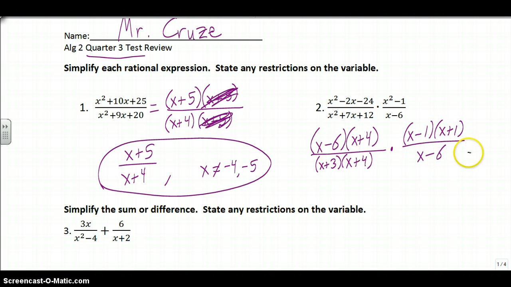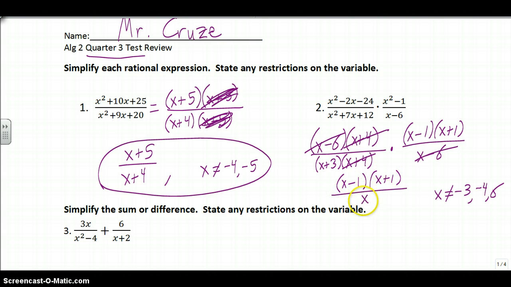So let's check our denominators. What can x not be? That would be negative 3, negative 4, and 6. Let's cancel everything in the top that's the same in the bottom. So x plus 4's go away. The x minus 6's go away. So we are left with x minus 1 over x plus 1 over x plus 3.